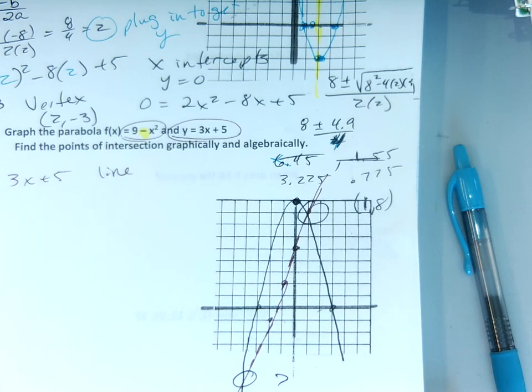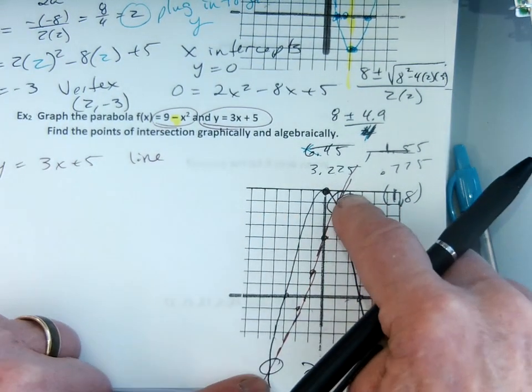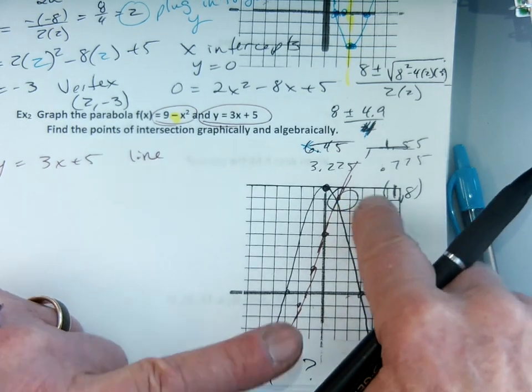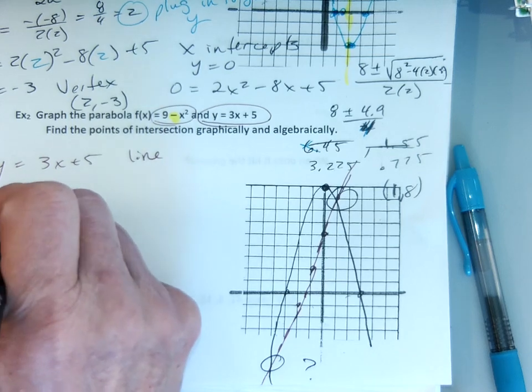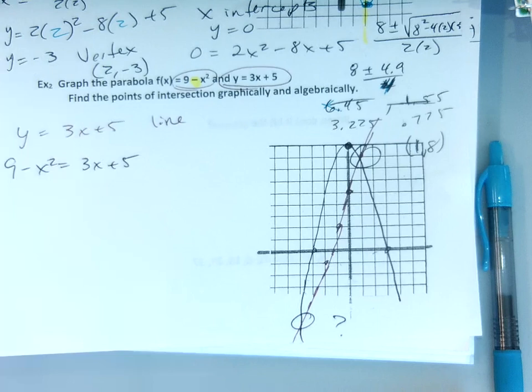Where 2 lines intersect is where they're equal, so we're going to just set them equal. So I'm going to go 9 minus x squared is equal to 3x plus 5. And I'll solve. So if I want to find out where they're equal, I set them equal. Where they intersect is where they're equal.